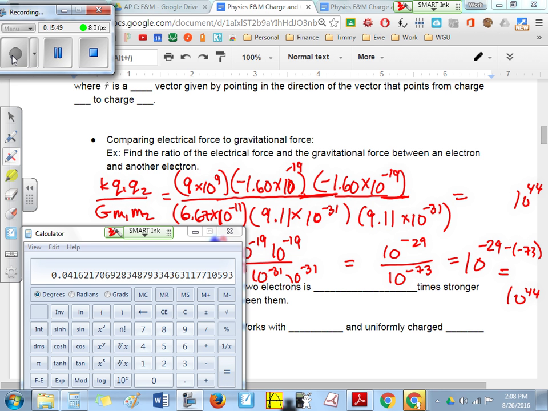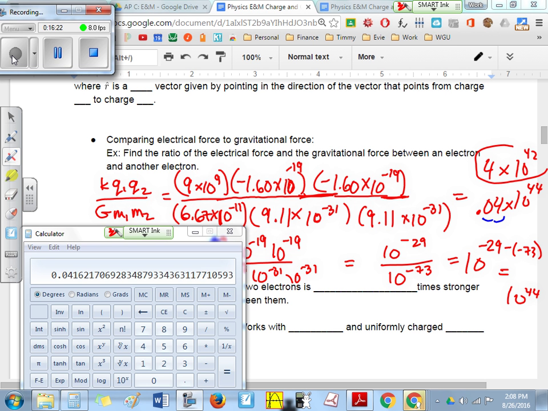We get 0.04 times 10 to the minus 10 to the 44th. So in scientific notation, you would move the decimal 2 spaces to the right. So now that's just a 4. But to compensate, you would subtract 2 from the powers of 10, so it'd be a 42. So you can see this is a very, very large ratio, like really big. And I can't stress enough how much stronger electrostatic force is than gravity.